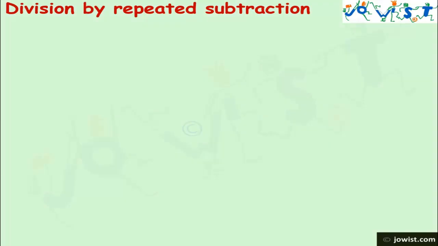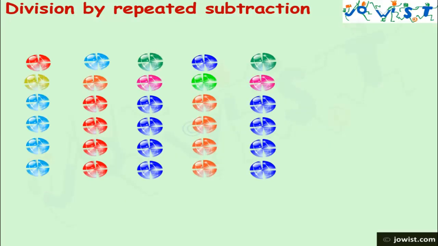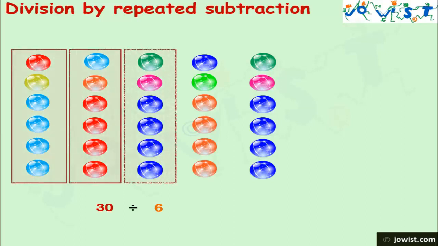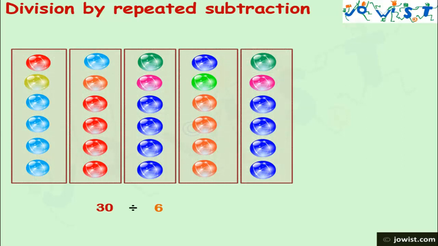Now let's take another example. We have 30 marbles here. You would be wondering what we have to do here. Yes, we will divide 30 by 6. It means how many times we can take 6 marbles away from 30. Let's make groups of 6 marbles each. 1, 2, 3, 4 and 5. We have 5 groups, each having 6 marbles.